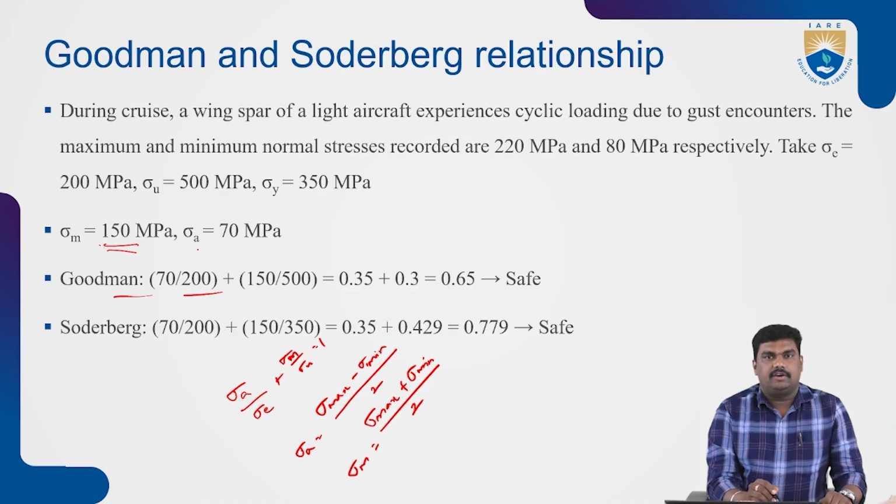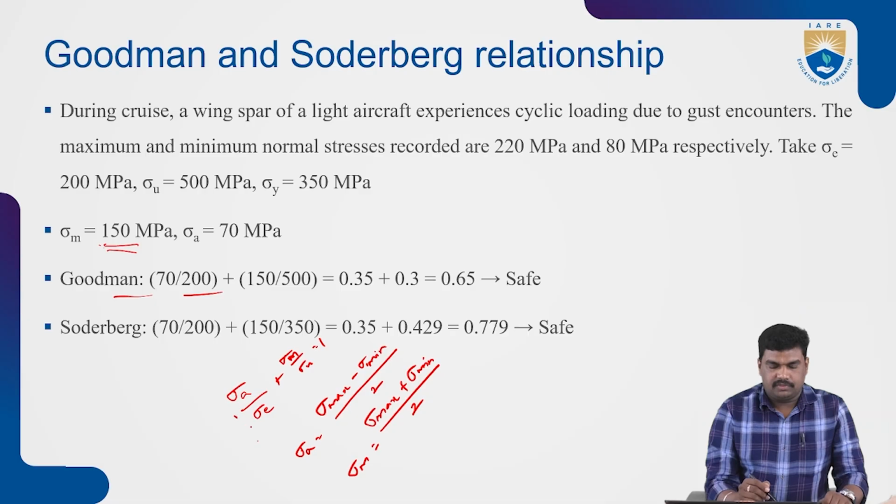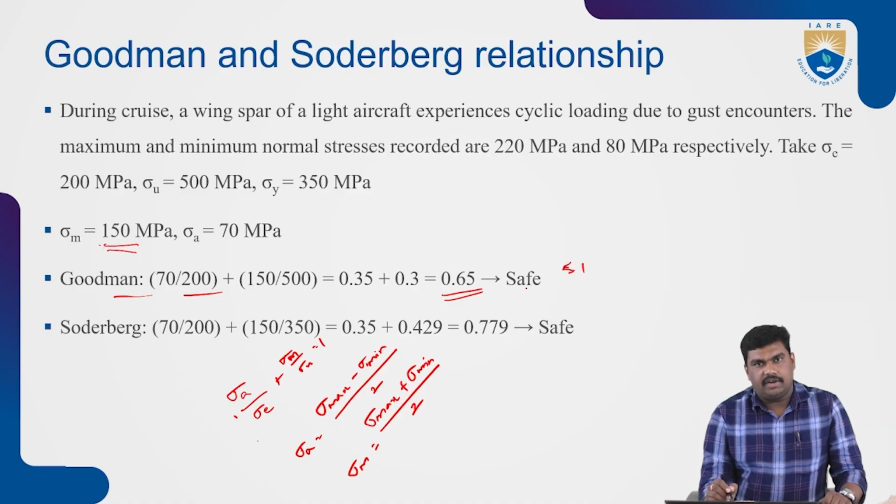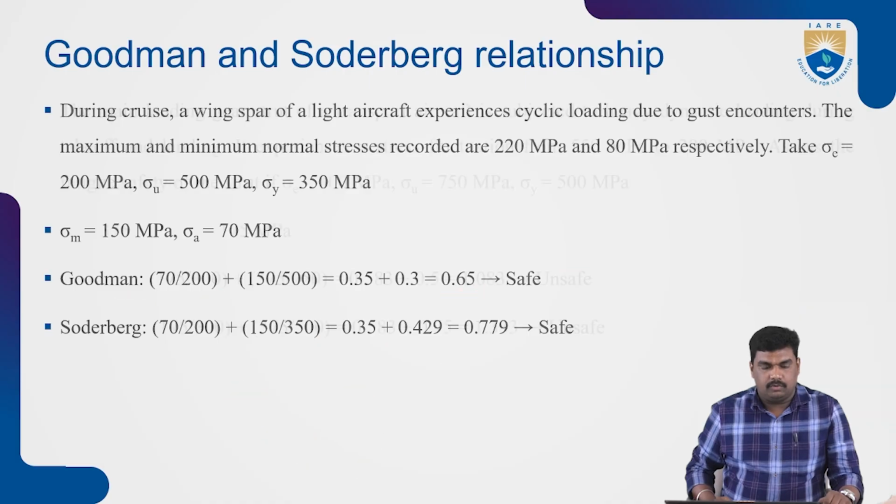Similarly, sigma max minus sigma minimum, that is 220 minus 80 is 140, divided by 2 is 70 megapascal. So now you can directly substitute in the Goodman and Soderberg equation. You will get 70 divided by 200 plus 150 divided by 500, which is 0.35 plus 0.3. You are getting 0.65. Now this equation is equal to 1, right? As I said, if it is less than 1, that is a safe condition. If it is greater than 1, it is unsafe. We'll see one more example.